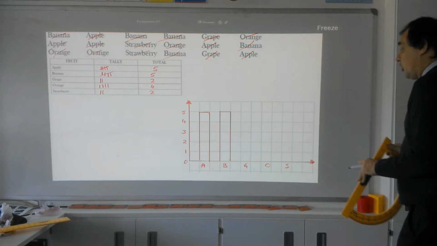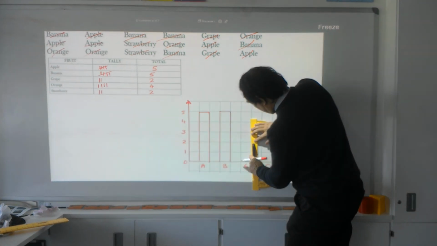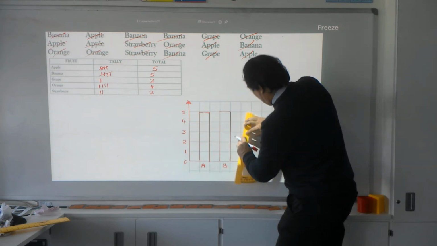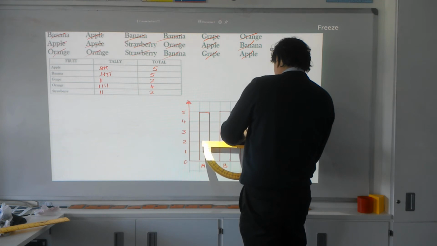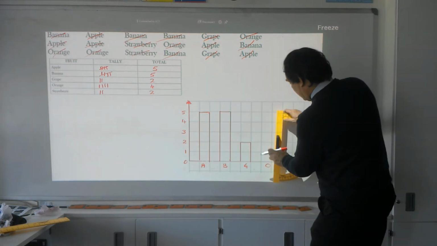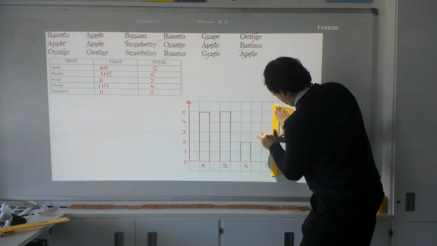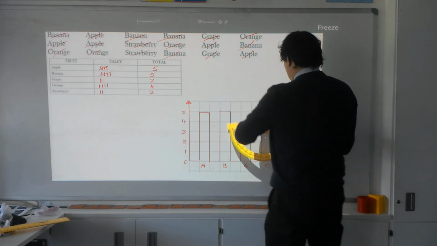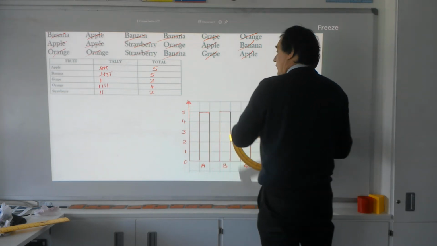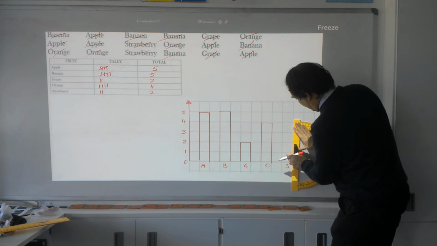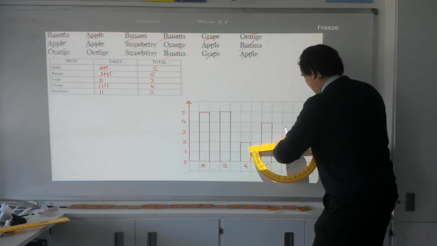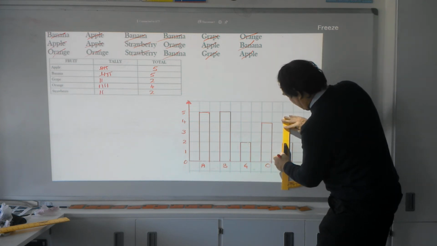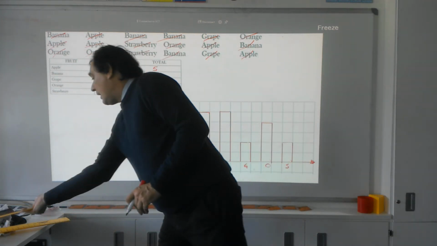Next one then, grape, it's 2, so I'm going to do a bar for 2. And then the next one up is orange, which is 4. So I'm going to go 4 high for orange. And then finally, we've got another 2 for strawberry on the end. Okay, so we put our labels in there.